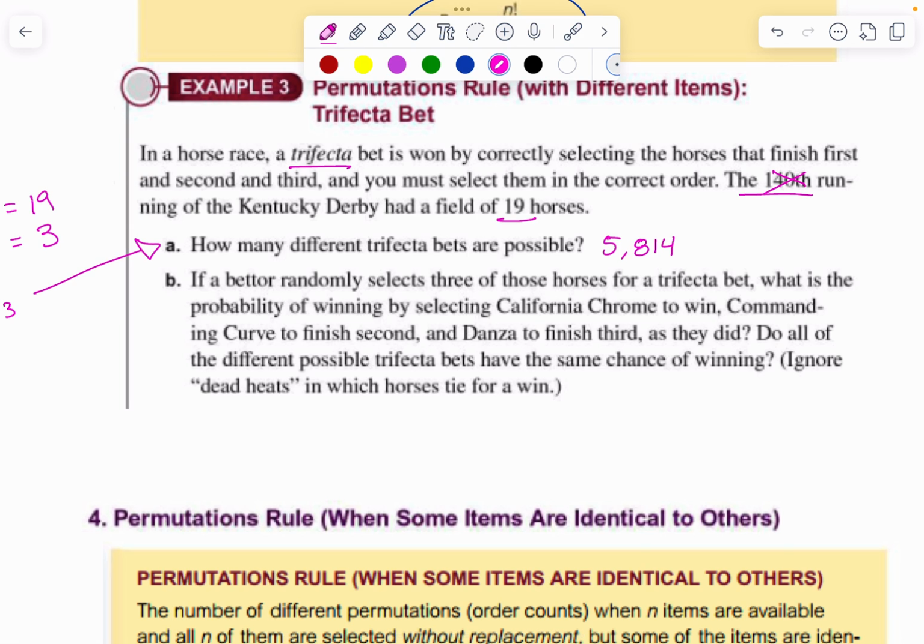All right, now B says if a bettor randomly selects 3 of the horses for a trifecta bet, what is the probability of winning if he selects California Chrome to win, Commanding Curve to finish second, and Danza to finish third, as they did? How many combinations have those 3 in that order? So one. 1 out of 5814. What is that as a percentage? Good Lord.